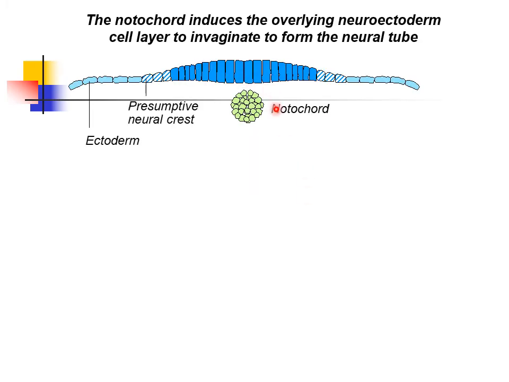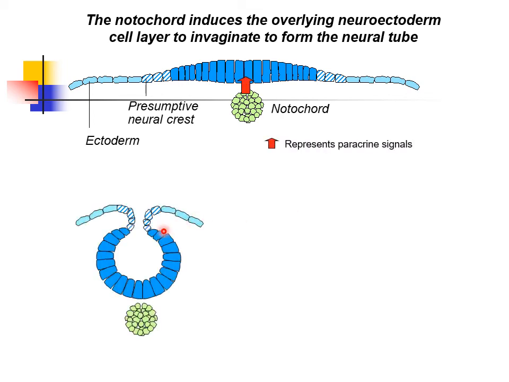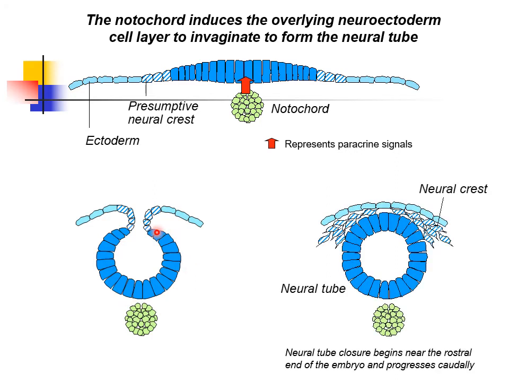Here again, the notochord appears in this slide, inducing the overlying layer of the ectoderm to form the neural plate. Now, this is the neural groove, and the neural tube is completely closed. Here, you can see the neural crest cells. The notochord is still present.